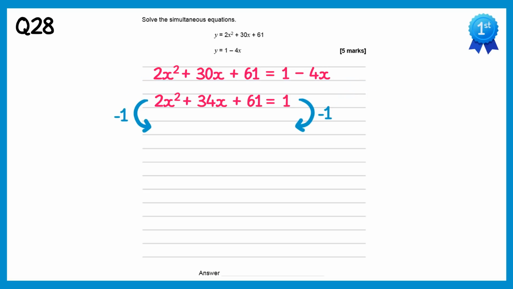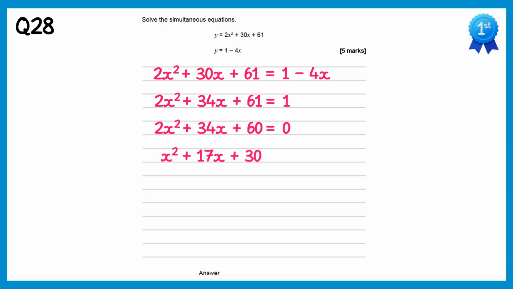Then take away 1 from both sides, so on the left the 61 will now become 60, and then the 1 will become 0. We can now divide by 2 on both sides. Dividing 2 on the left gives x squared plus 17x plus 30, and on the right 0 divided by 2 is still 0. We can now factorise this quadratic into two brackets, x plus 15 and x plus 2 equals 0. This gives you two solutions for x, so x would equal -15, and also x equals -2.